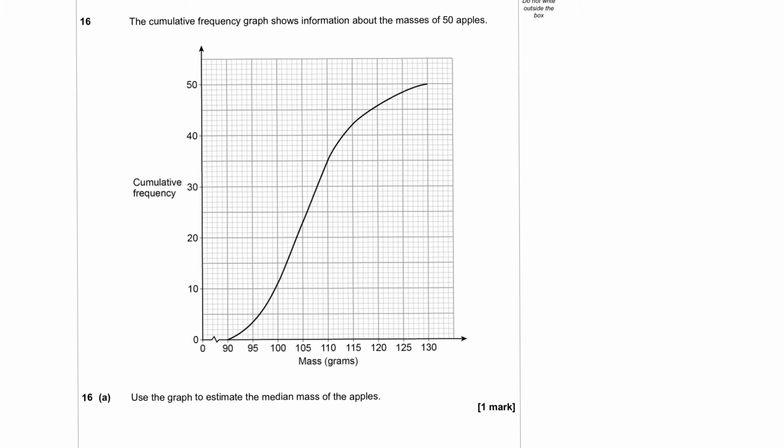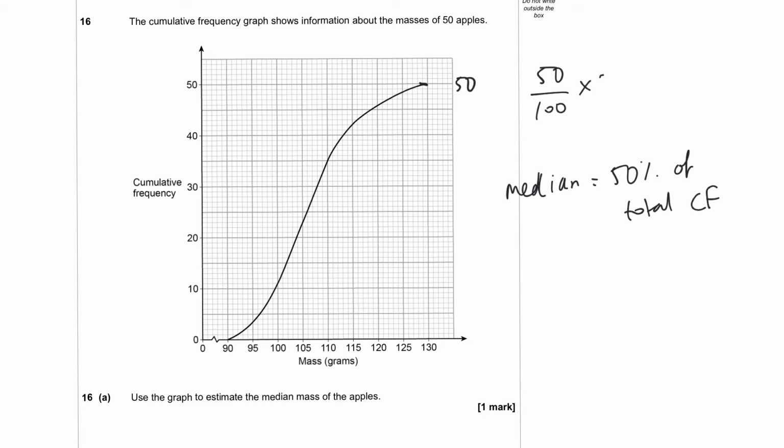So we know to work out median from a cumulative frequency graph, median is 50%. I'm going to rewrite that again. Median is equal to 50% of your total cumulative frequency. So our total cumulative frequency is the highest value, which is 50. So if you work out what 50% of 50 is, you could do 50 over 100 times 50, or you could just do 50 times 0.5, or you could do 50 divided by 2. They would all give you the same answer of 25. So we know the median is 25.